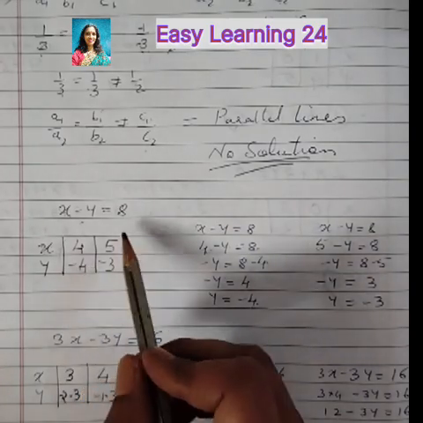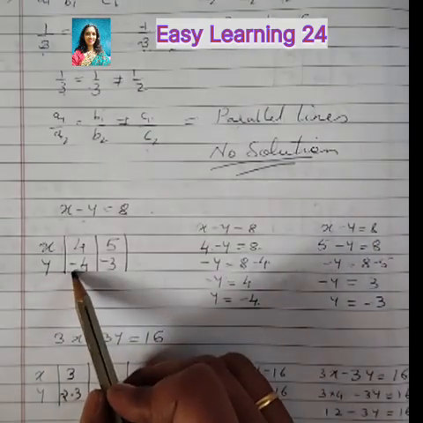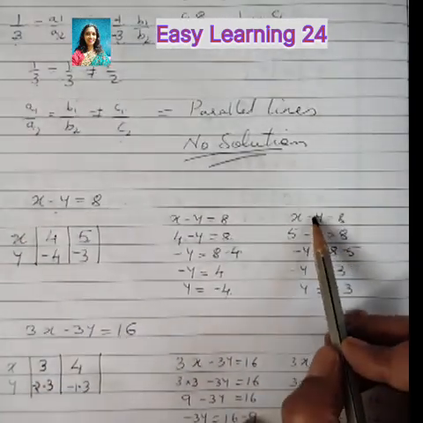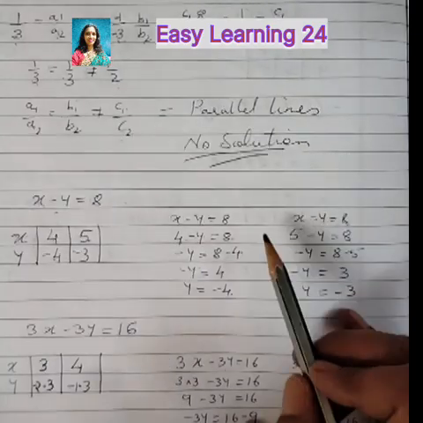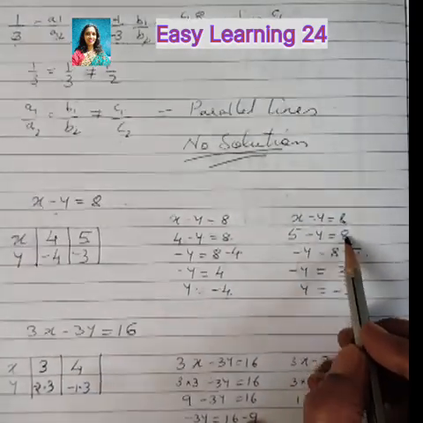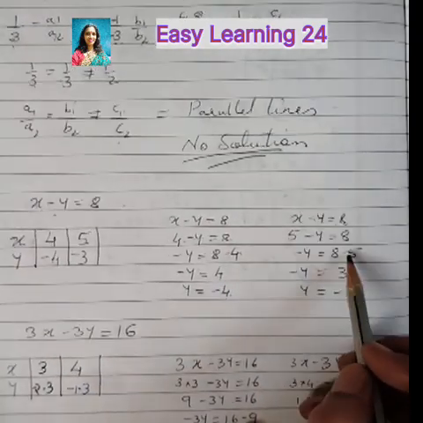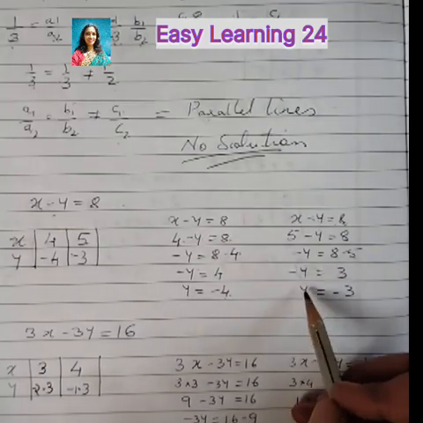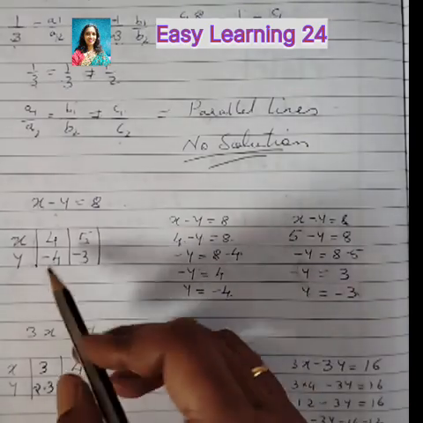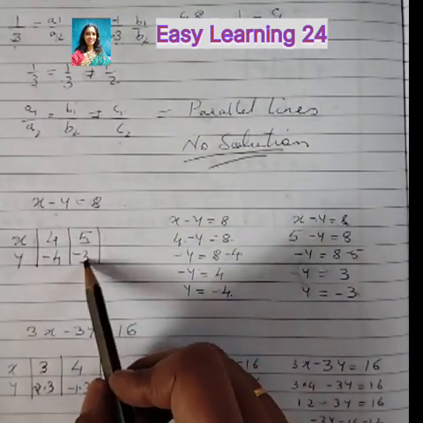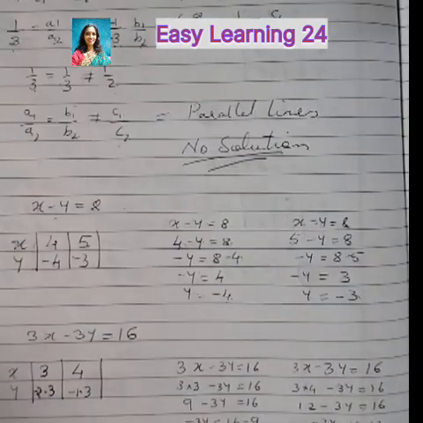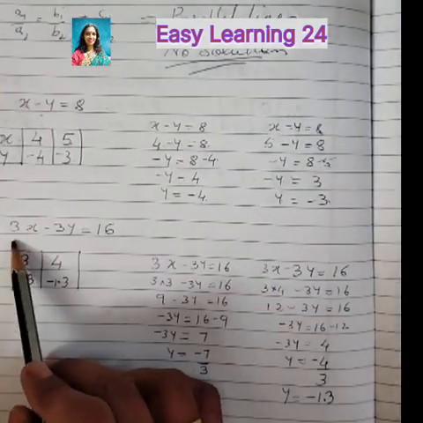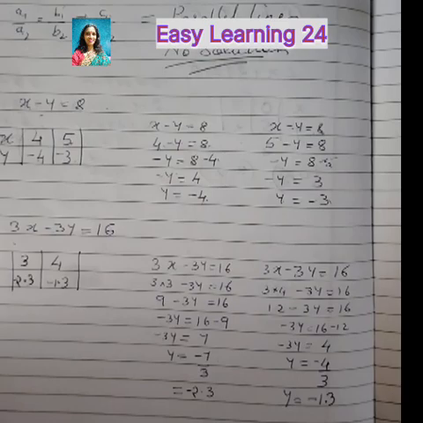Got it? Similarly, in the same equation, I am going to take a second value of x for the second point. The equation is x minus y is equal to 8. The x value is 5, so minus y is equal to 8 minus 5. 8 minus 5 is 3. Minus y is equal to 3, therefore y is equal to minus 3. And for the second point, the y value is minus 3. Got it? Now, the next line is 3x minus 3y is equal to 16.